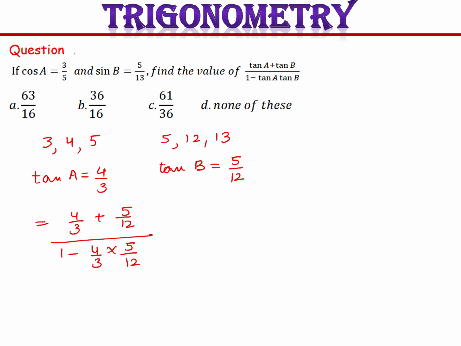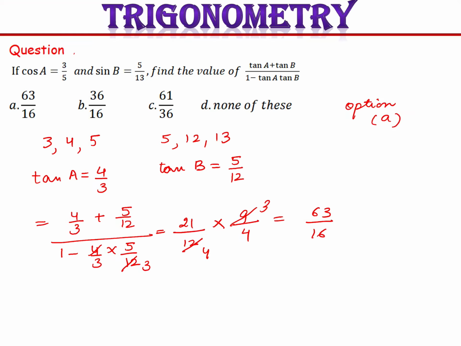So in the numerator, I am going to take the LCM. My LCM will be 12. And in the numerator, what I am going to get is 16 plus 5, 21. So in the denominator here, you cancel it with 3. So you get 9 upon 9 minus 5, which is 4. So that means 3 and 4. My answer is 63 by 16. So option A is my answer.